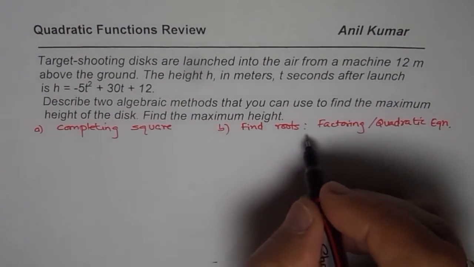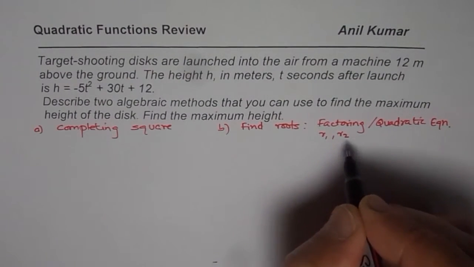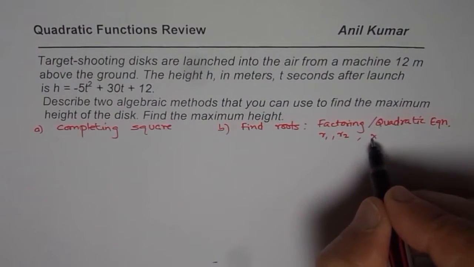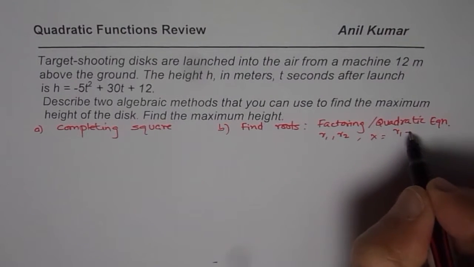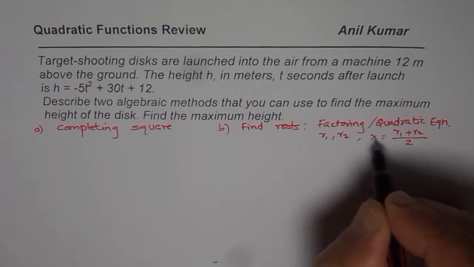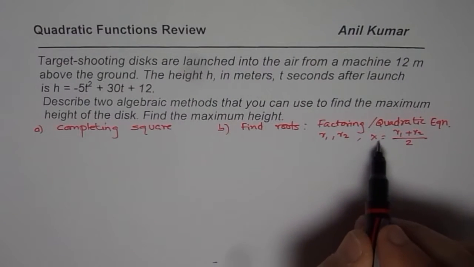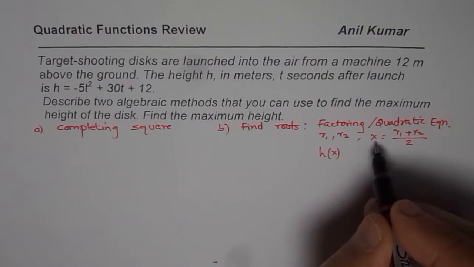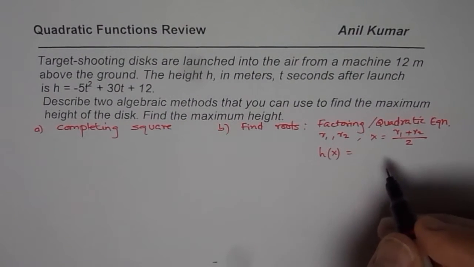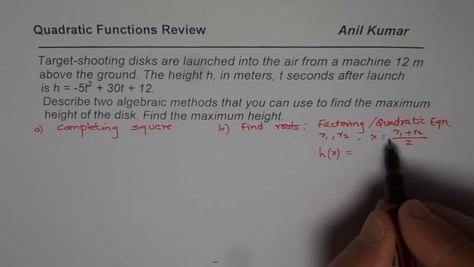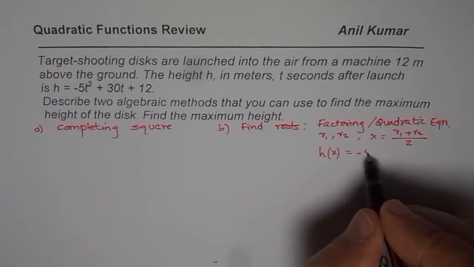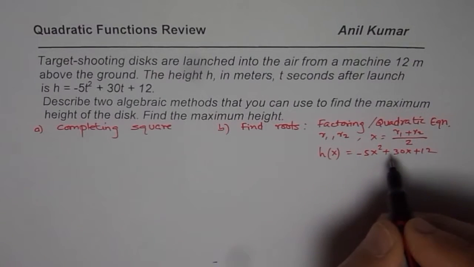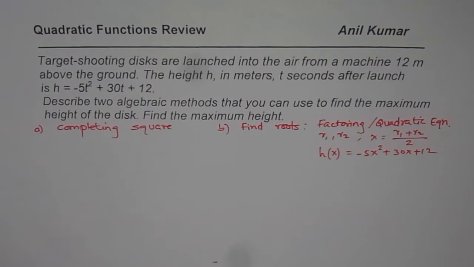Once you find roots, let us say the roots are r1 and r2. In that case, the x value will be the average of these two roots, r1 plus r2 divided by 2. So that will give you the value of x. Now once you substitute this value here, that means h of that value of x, I should use t actually, will give you the maximum height for the given case, right? So when you substitute this value of x here, minus 5x squared plus 30x plus 12 will give you the maximum height. So that is another method to do it.